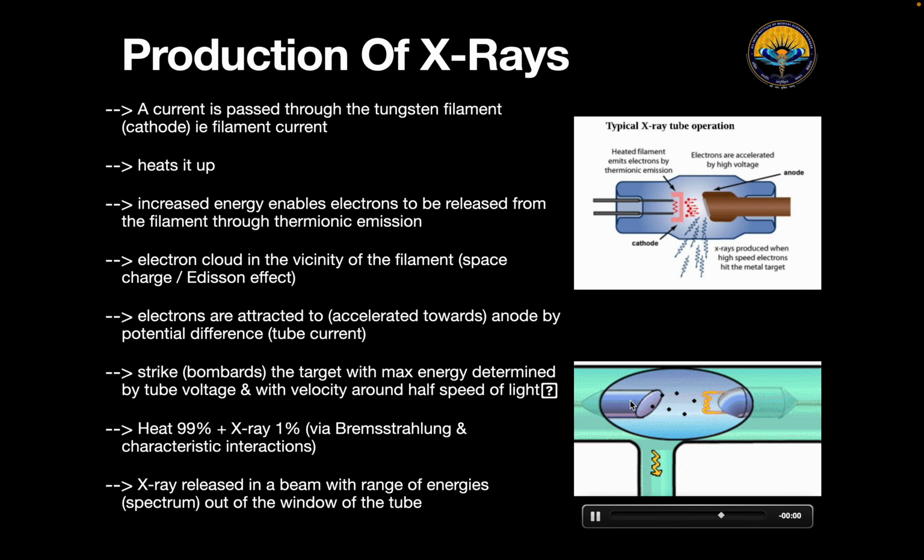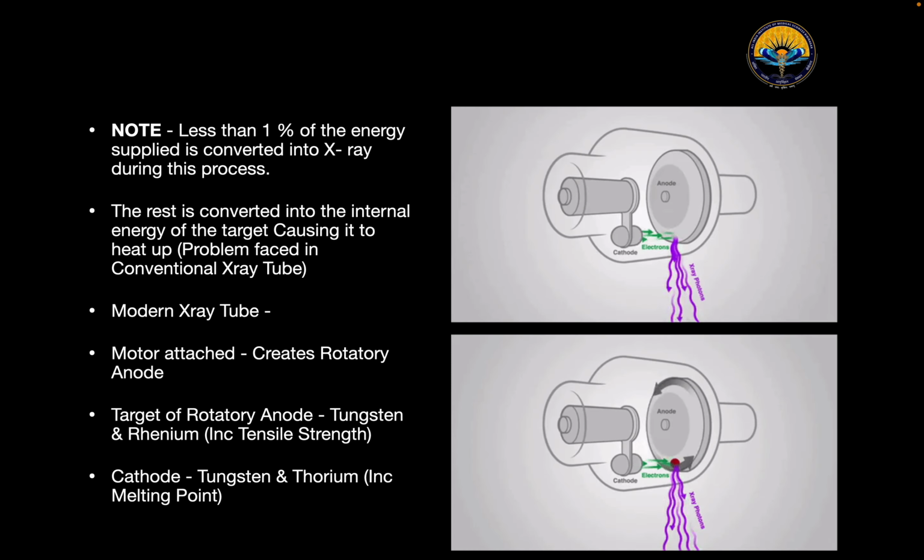They will bombard the anode, and when they interact with it, 99% of the kinetic energy is lost in the form of heat, and 1% of this kinetic energy is converted into X-rays. This X-ray will be transmitted in all directions, but it will go out of the system only through the window. Everywhere else it will be stopped by the protective housing. So ultimately X-rays are produced and come out from the window. So that's how X-rays are produced.